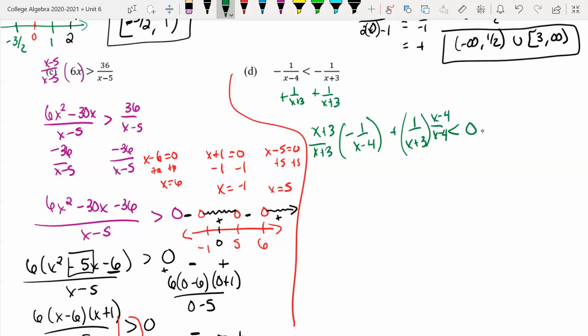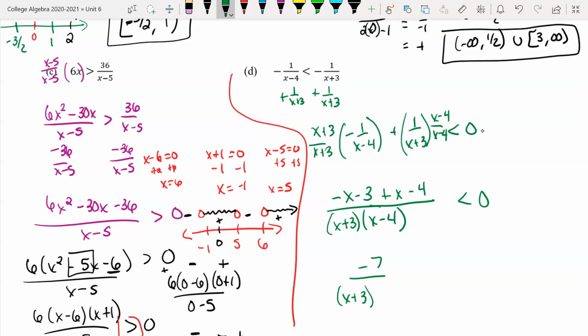And we've done rational equations before, we just haven't done inequalities. So the left side is going to become negative x minus 3 over x plus 3 x minus 4. The right side is going to become positive x minus 4 over x plus 3 x minus 4. So I just combined them. So now I got to combine the tops. And when you do that, notice you just get negative 7 on top.